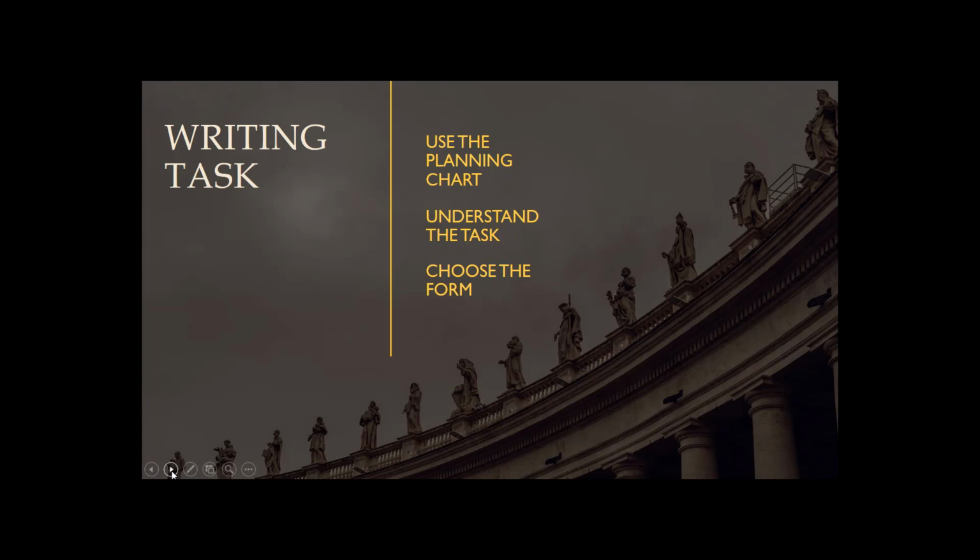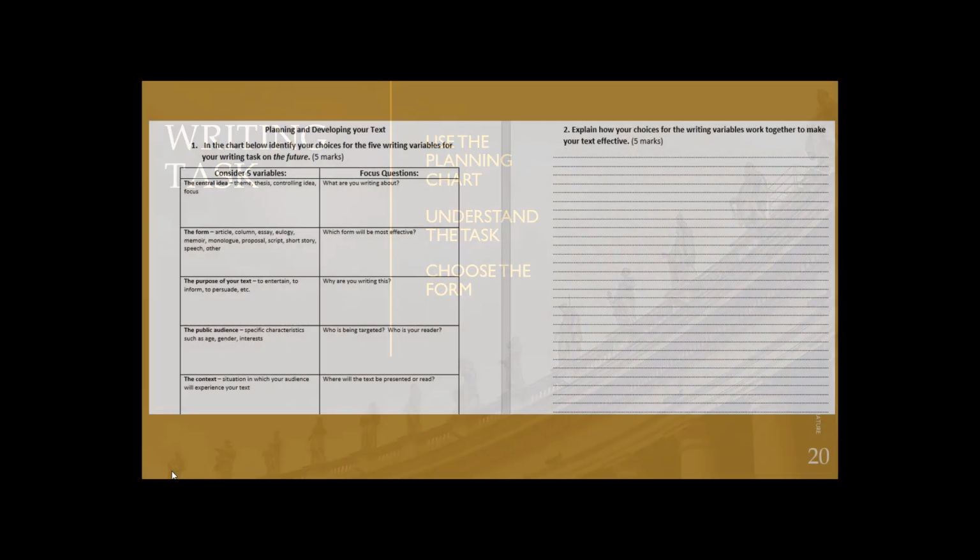The second section is the written part. You get an hour and a half to do the first part, and then you set up a time to do the second part. The first part of the writing task is they will give you a prompt and a planning chart. So use that chart to plan out your thinking. Make sure you understand what they're asking for and choose the form.